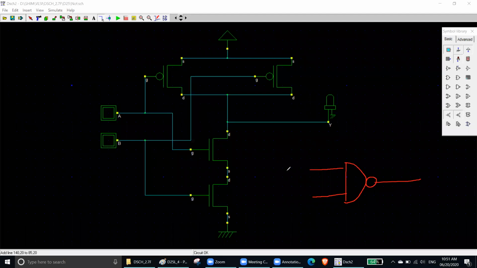So here you have A, B, not A bar, B. Here you have A, here you have B. So your output is equal to Y. So your Y must be equal to AB bar. So this bar is important. Remember, this bar is very important.